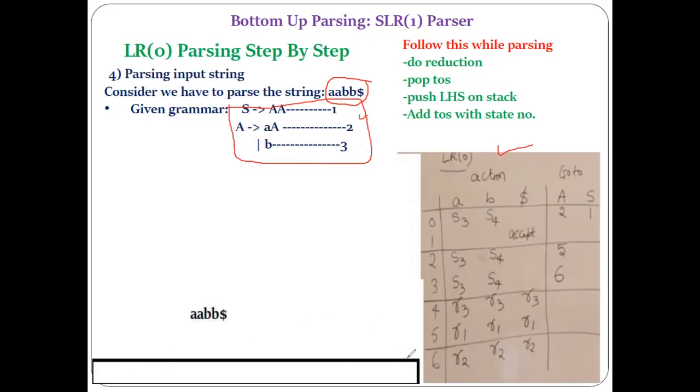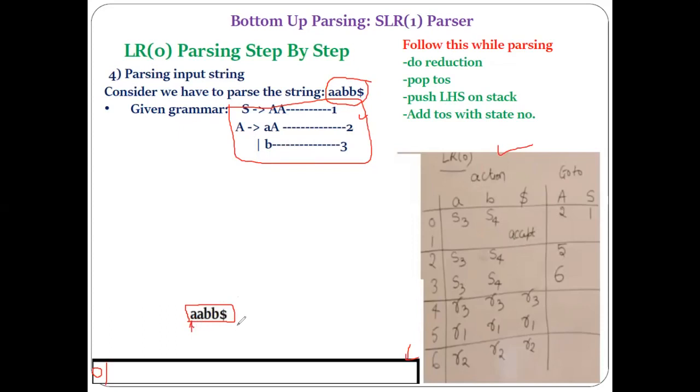This is our stack, and consider this as our input buffer. In the input buffer we have the input string. We'll start with the starting state 0, and our pointer will be at this point, because this is the string we have to parse.